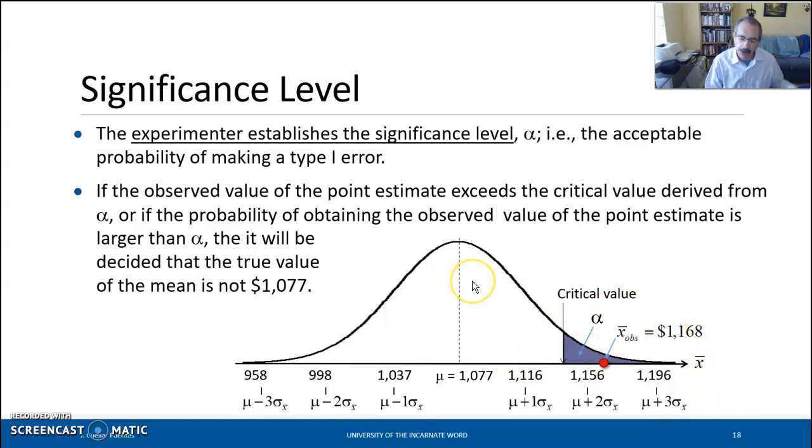I'm now going back to that example we started with. You can see that we haven't established the value of alpha, so we still cannot make a decision. But if alpha had this probability, then you would decide that this sample mean is enough evidence to say that the mean is not 1077.